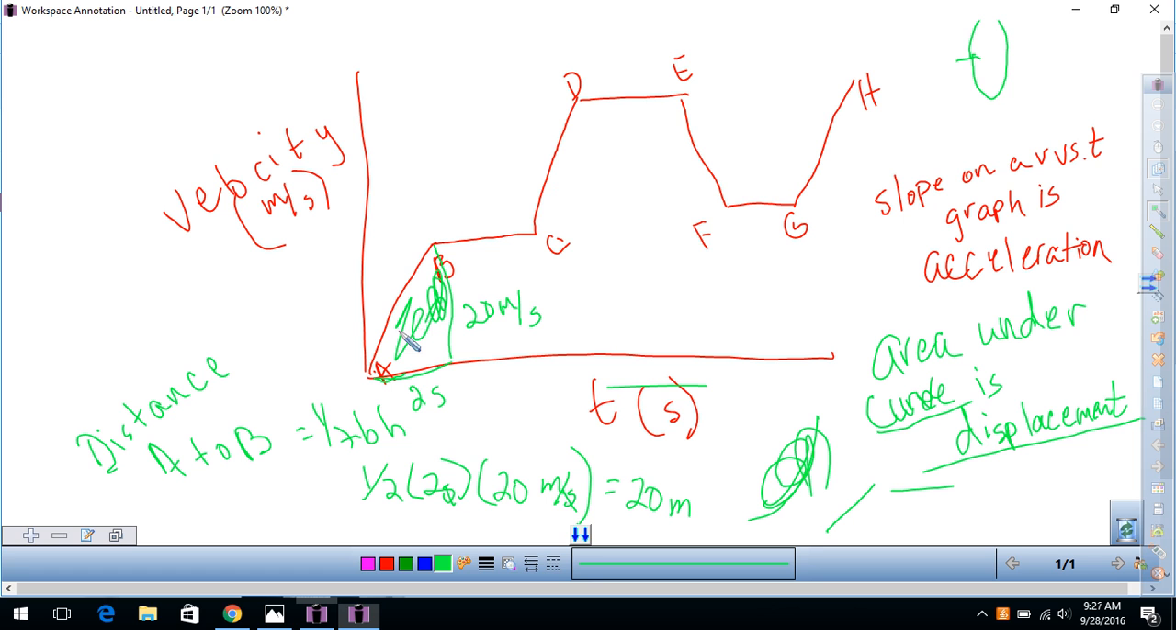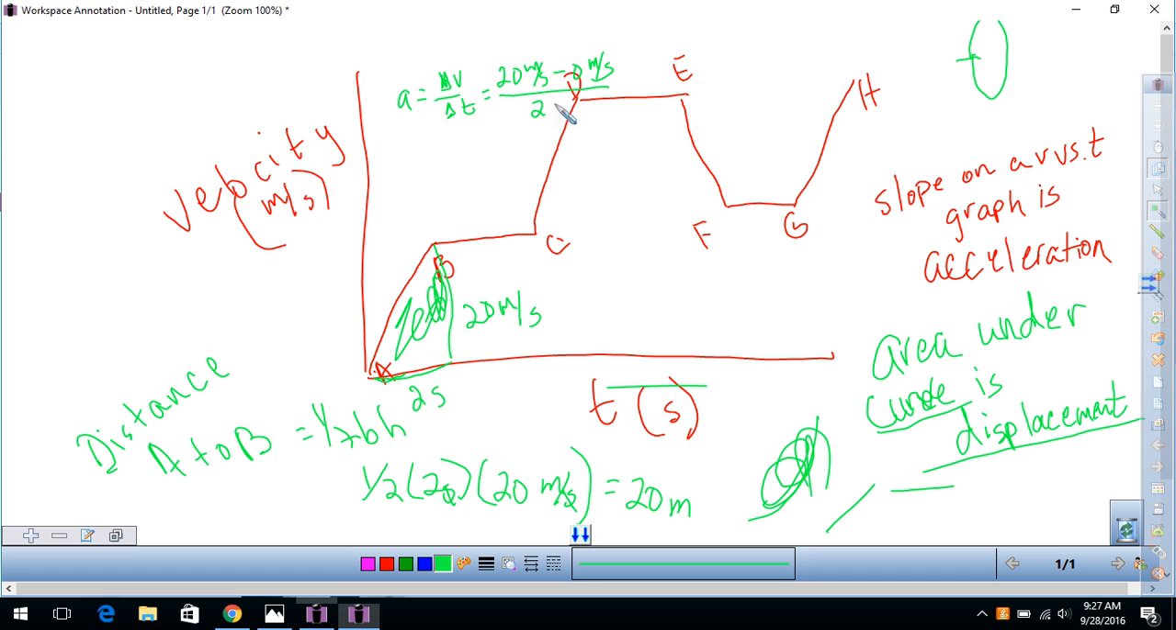Okay? All right, now they want us to find the acceleration from A to B. Well, it's going to be change in velocity over change in time. Acceleration is delta V over delta T. So it went from 0 to 20 according to that picture. So the final is 20. The initial is 0. And the time was 2 seconds.